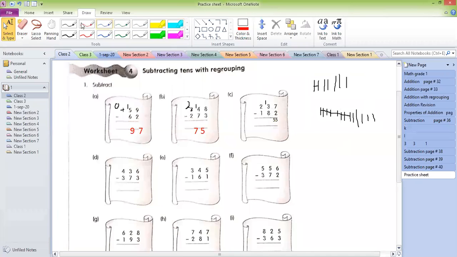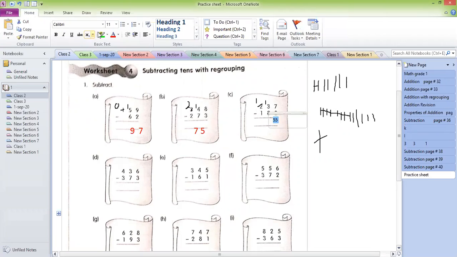Now, listen. This is not 3 now. This is not 2 now because it is a regroup. It has already regrouped with this 3. So this is now 1. 1 minus 1 is equal to 0. So you don't need to write 0. So the answer here is 55. Do you understand? Yes. Any problem? No.